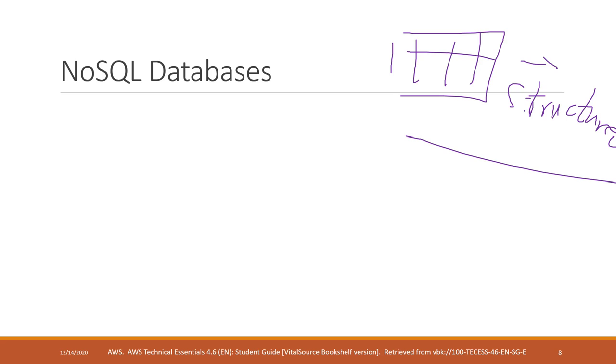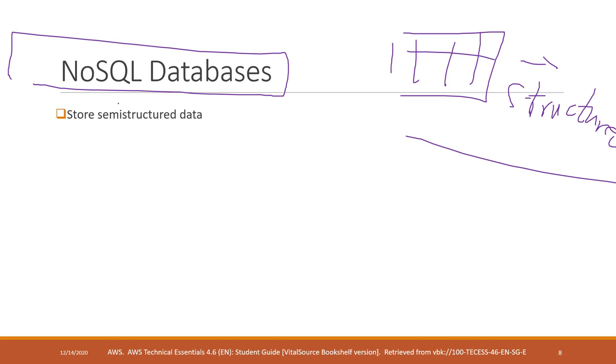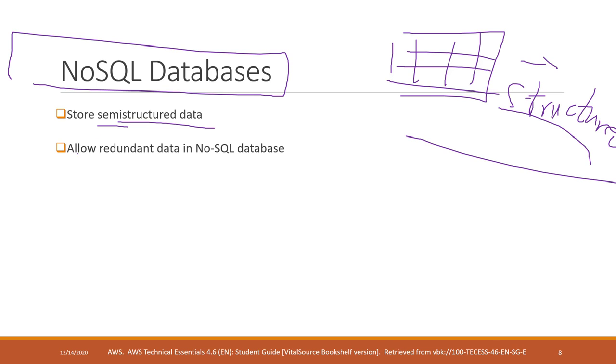Okay, so that is structured data. We now have non-relational databases that are used to store semi-structured data. A relational database can only save structured data that can be organized within tables. But nowadays, as data becomes more varied in format, we have more non-relational databases that can save semi-structured data, and that allow redundant data.